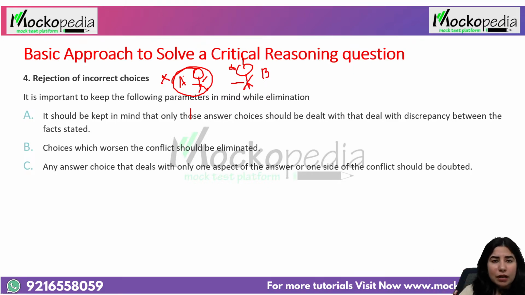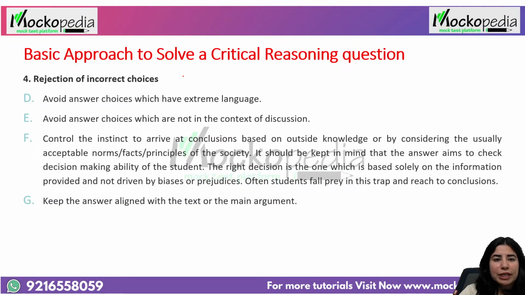So you are making the conflict worse, you're worsening it. So of course that will also be a rational point of elimination, right? So out of scope, one-sided, and which worsens the conflict, you can eliminate those answer choices, right? So keep this in mind.